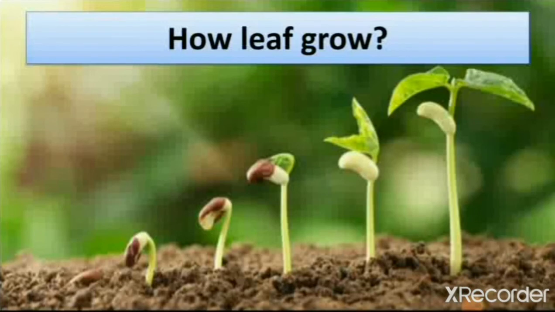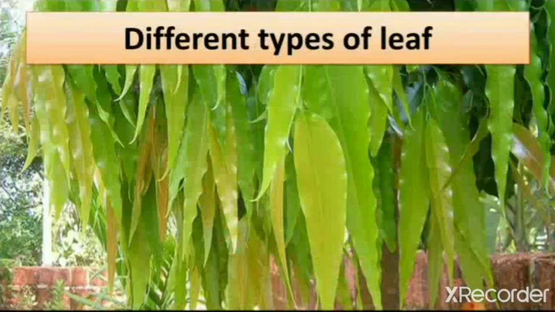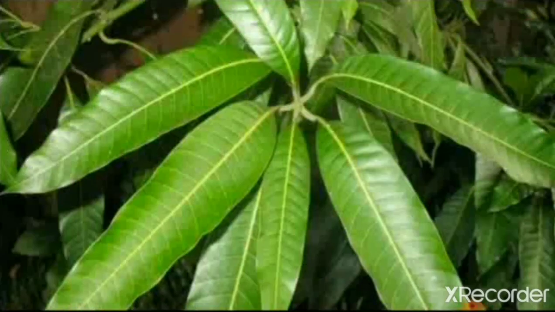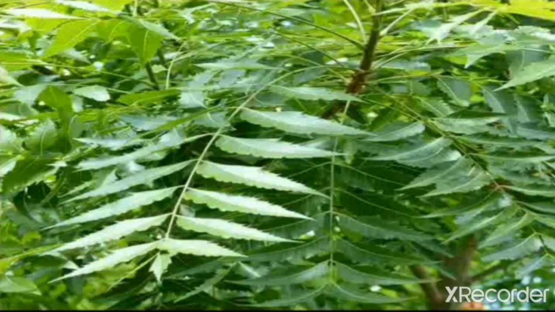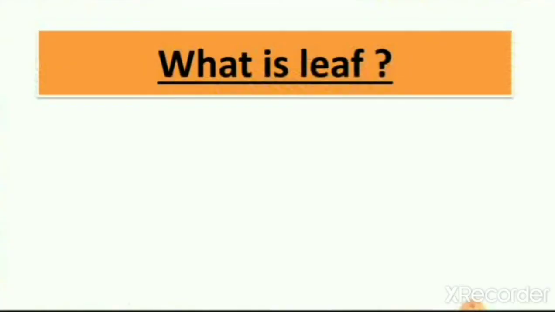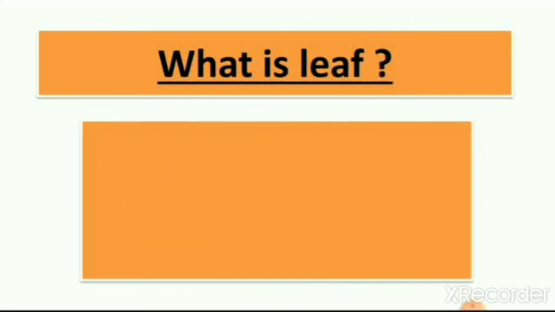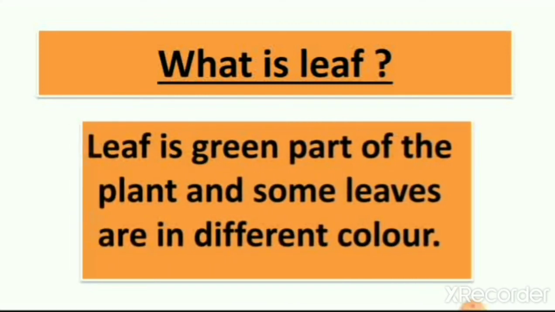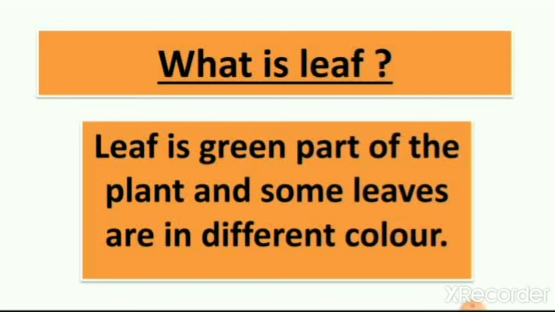Let's revise what we learned today. We learned how leaves grow and different types of leaves: Asoka tree leaves, mango tree, banana tree, neem tree, and another one, a three-color leaf. We learned what a leaf is: the green part of the plant which makes food, and it is also available in different colors.